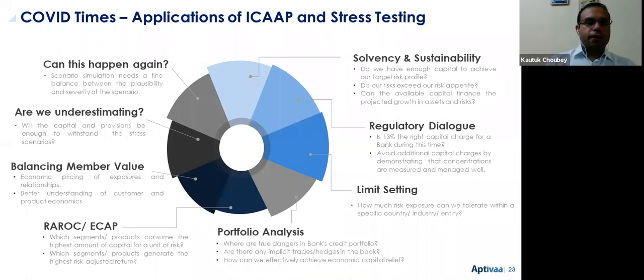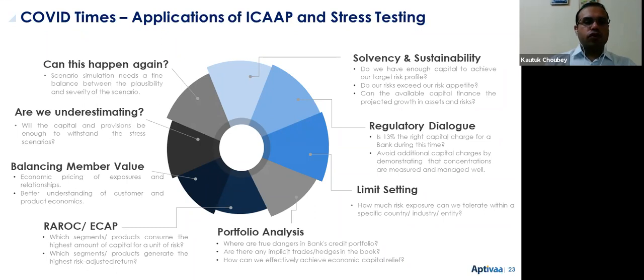The next one is balancing member value. Basically, the regulators, which are the system overseer, and the bank need to determine whether the economic pricing of the exposures and the relationships has been factored in correctly, so that both the parties remain risk-free through these times.